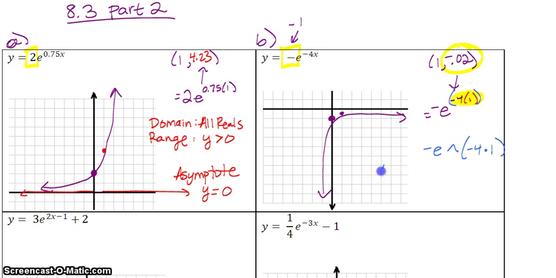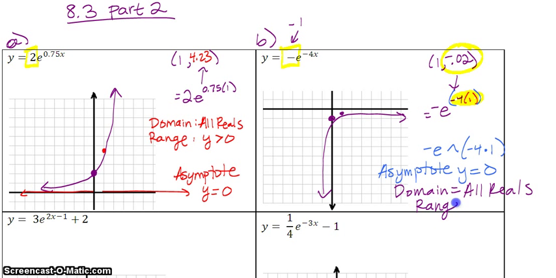So my asymptote has not shifted. It's still at y equals 0 this time. My domain is still all reals, like all exponential graphs. And my range, this time it is below that line. That means that y is less than 0.